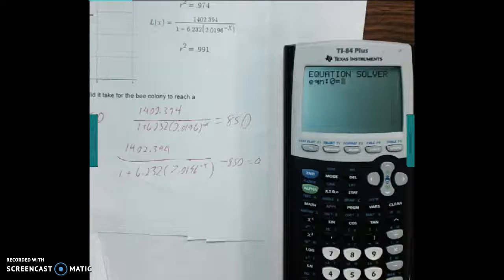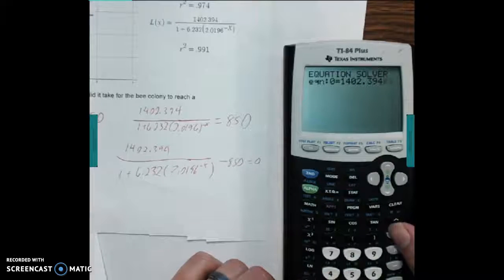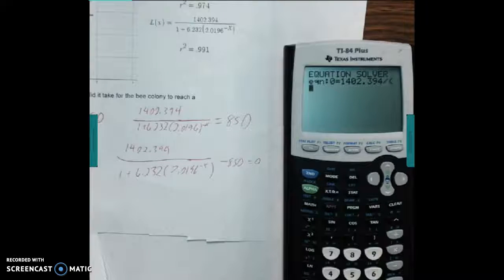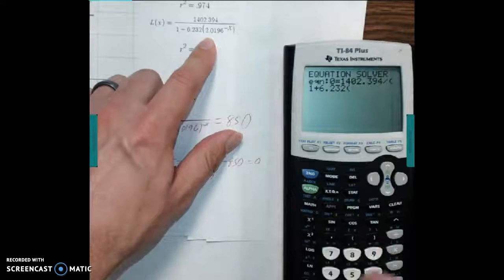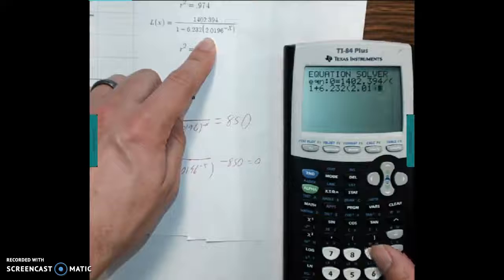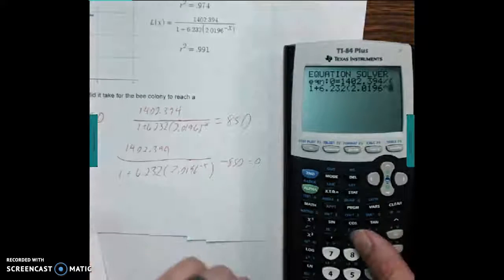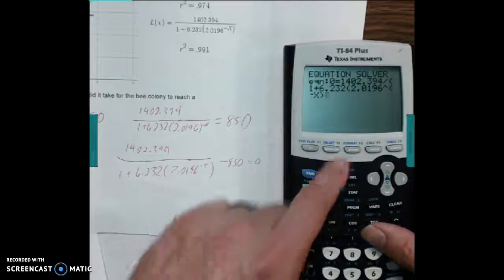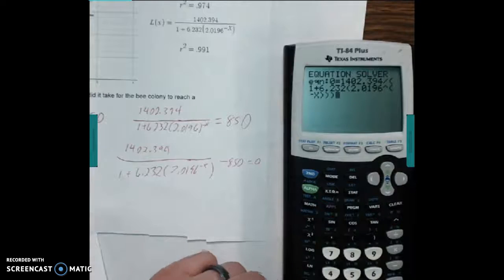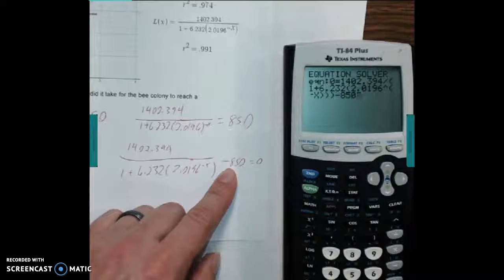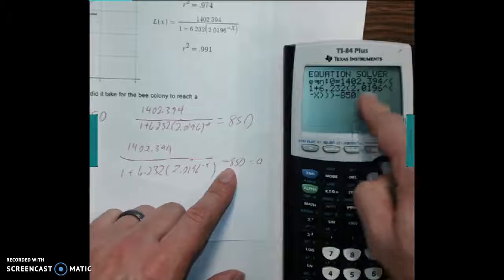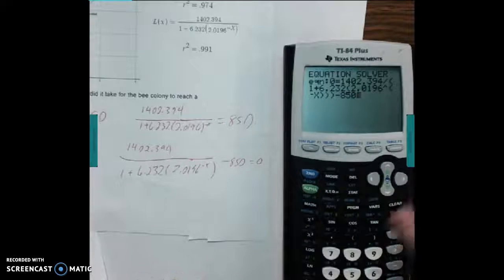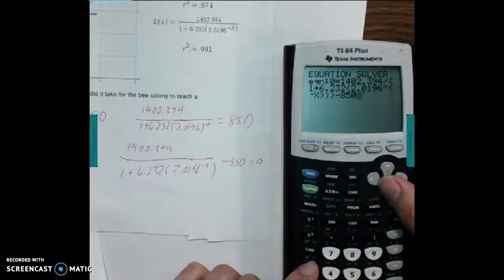Clear all this out. I'm typing in 1402.394 divided by parentheses, because I'm going to put the whole denominator in parentheses, 1 plus 6.232 parentheses 2.0196 raised, now the exponent needs to be in parentheses as well, to the negative x power, close the exponent, close the 2, close the entire denominator, and now we can subtract 850. This is why some people don't like the solver, because of all these parentheses. So if you're not comfortable with the parentheses, use the graphing. We'll verify this using the graphing in just a second.